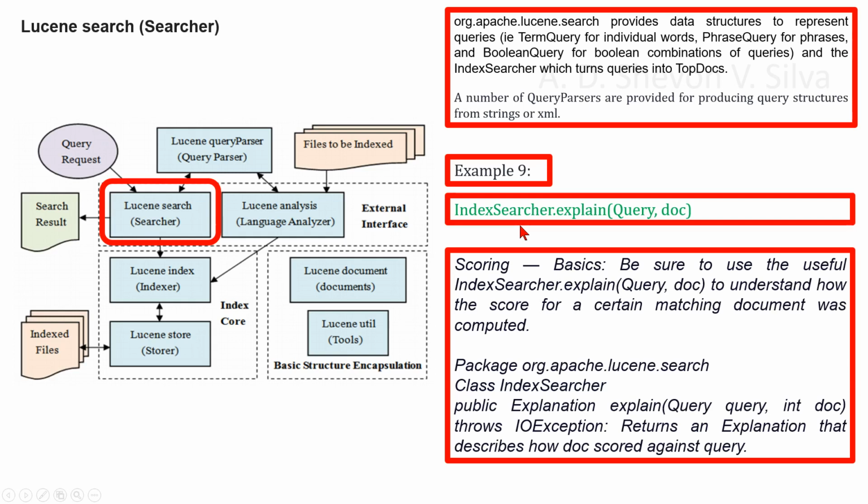The scoring is very much dependent on the way documents are indexed, so it is important to understand indexing. Be sure to use the useful IndexSearcher.explain(Query, doc) to understand how the score for a certain matching document was computed. Generally, the query determines which documents match, a binary decision, while similarity determines how to assign scores to matching documents.